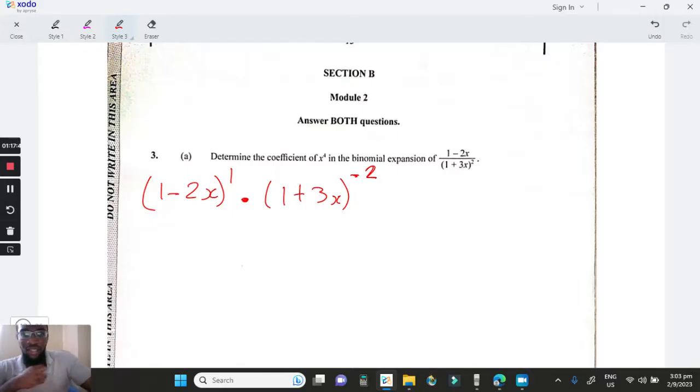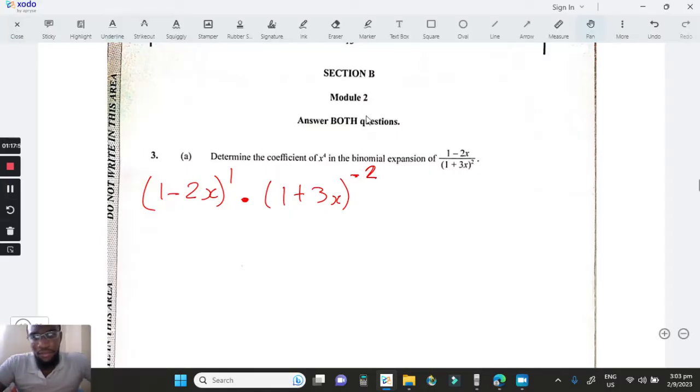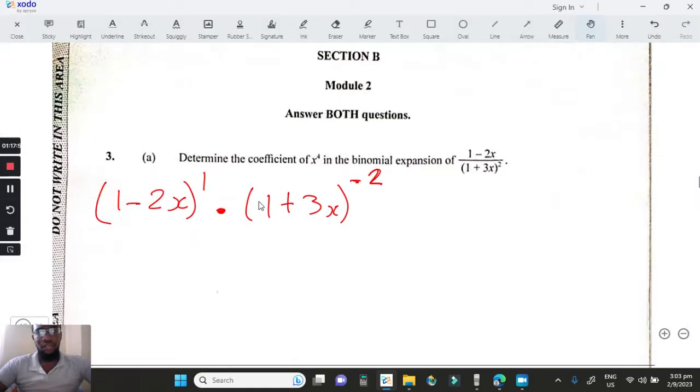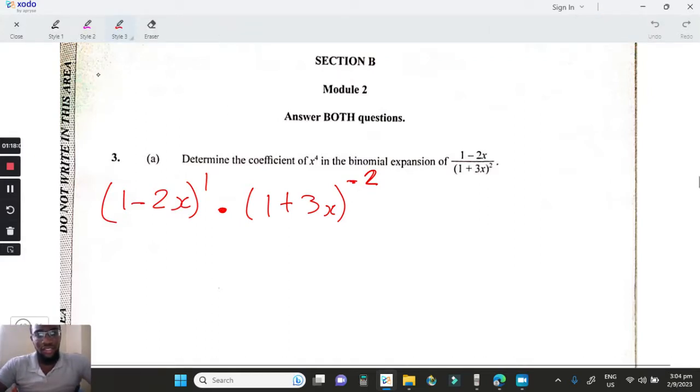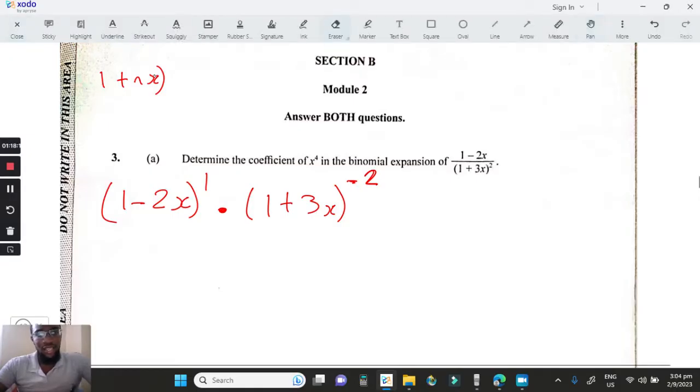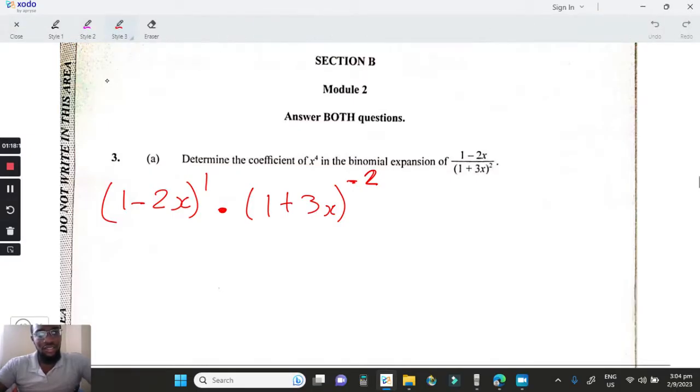I need to determine the coefficient of x to the fourth power. So this is what we're going to have to do. As you can see, once you're dealing with negative powers, then we know which formula we're going to have to use. We're going to have to use 1 plus nx. Remember this one? 1 plus x to the n.